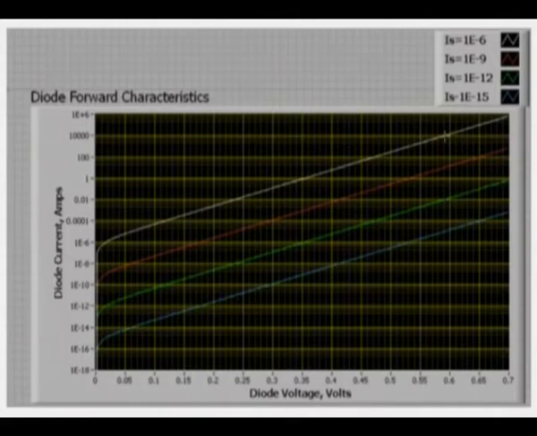Now look at the same 0.6. If you use 10 power minus 9, that current is on the order of roughly 10 amps. Same 0.6, come down to 10 power minus 12. That current becomes now 10 milliamps. You see how drastically it drops, because the exponential is dropping. That makes sense. 0.6 volts, 10 milliamps makes sense.